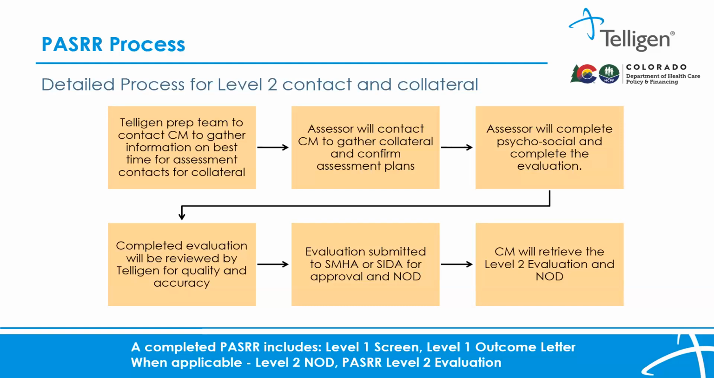Once the contact is made with the case manager, Telligen will assign the level 2 to an assessor who will then reach out to the case manager to gather collateral information and schedule a time for the level 2 if desired. If a time range is desired, the assessor will confirm when they expect to arrive at the hospital or at the person's home. The assessor will be doing in-person assessments as much as possible, but telehealth may be used if there's no assessor available in that area. Arrangements for telehealth will then be discussed.